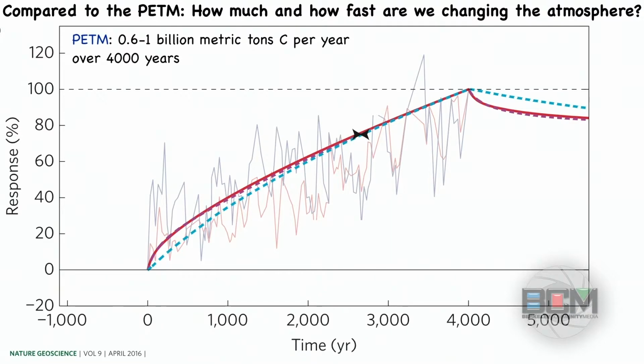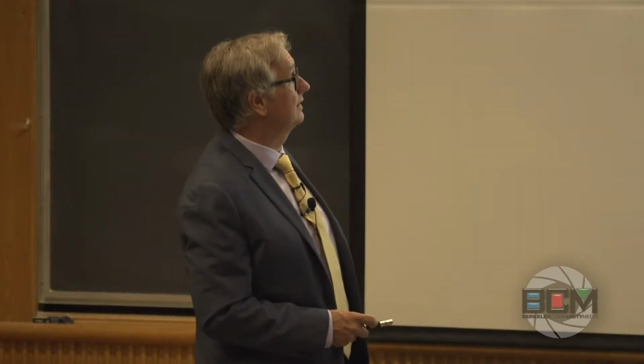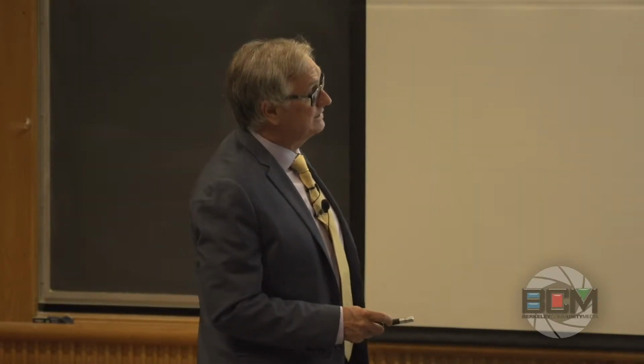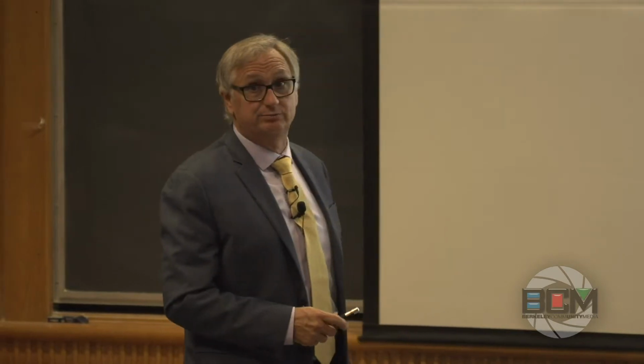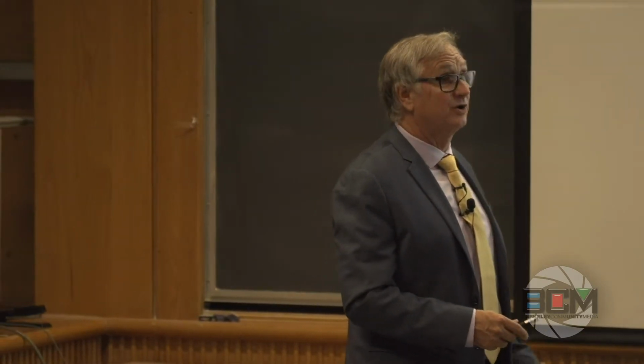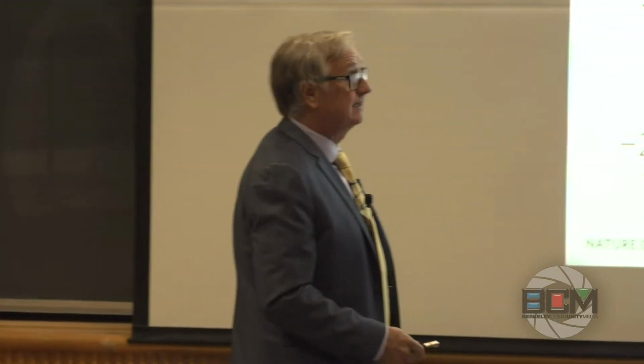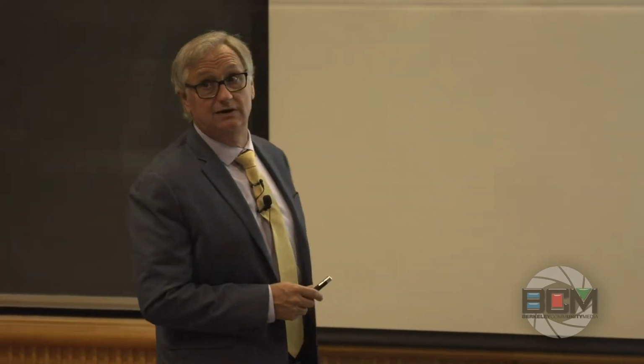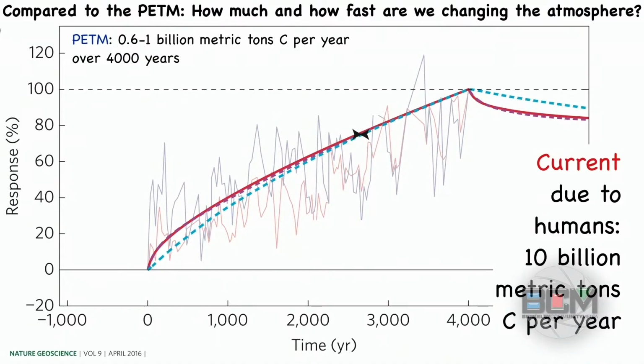And you see that it's about 3,000 or 4,000 years that this CO2 was introduced in the atmosphere from this process that we don't yet understand. Right now, we're putting 10 billion metric tons of carbon per year into the atmosphere. That is, our rate of dumping carbon into the atmosphere is at least 10 times what it was during this incident that occurred 55 million years ago.